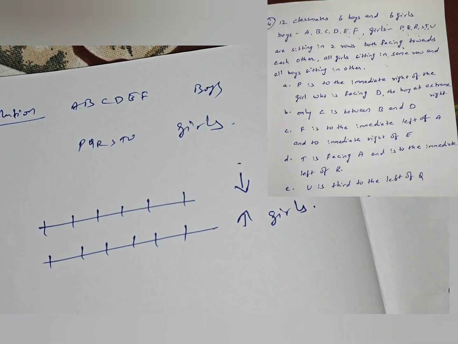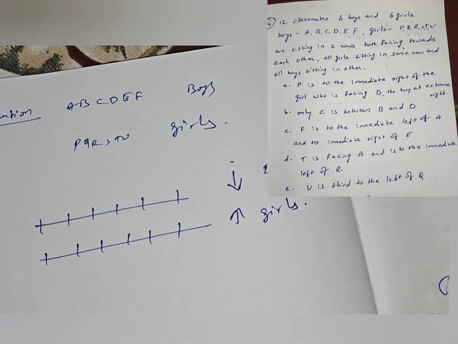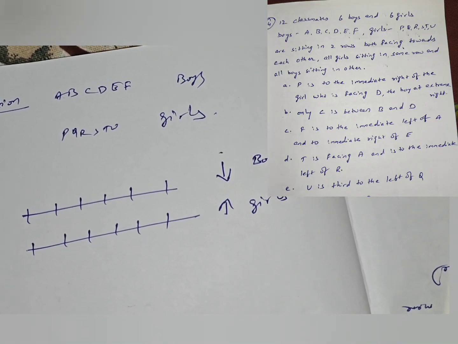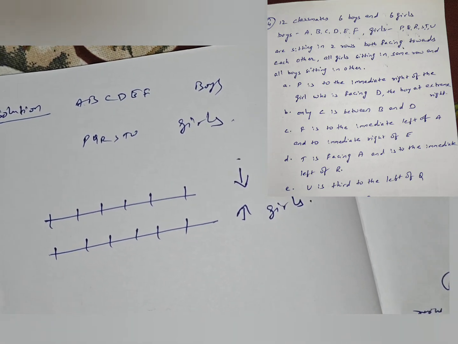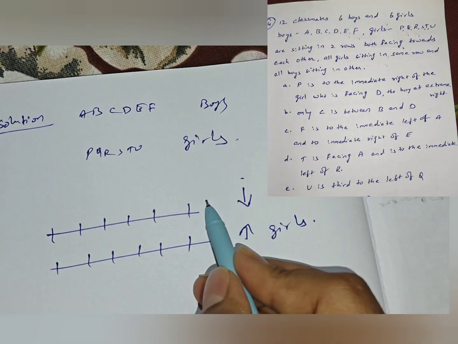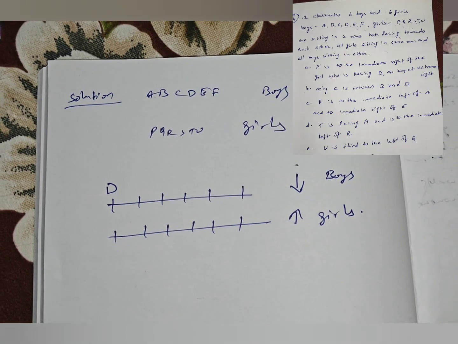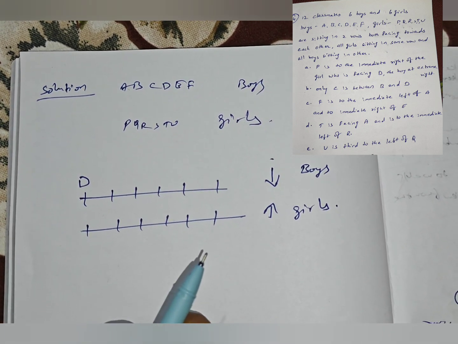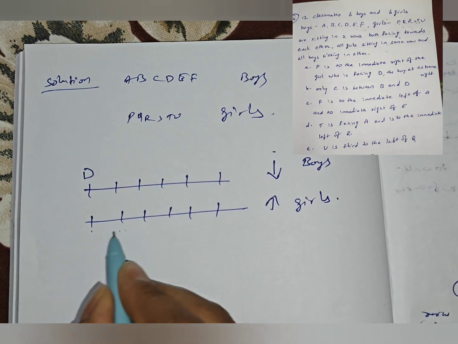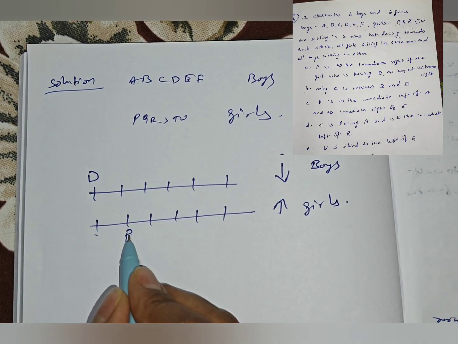Now, first statement, P is a girl. P is to the immediate right of the girl who is facing D, the boy at the extreme right. D is standing at the extreme right. So if boys are facing this side, this will be their right hand side. So D is here, and P is to the immediate right of the girl who is facing D. So this is the girl facing D. Then P is to the immediate right. For the girls who are facing this side, this will come as the immediate right.